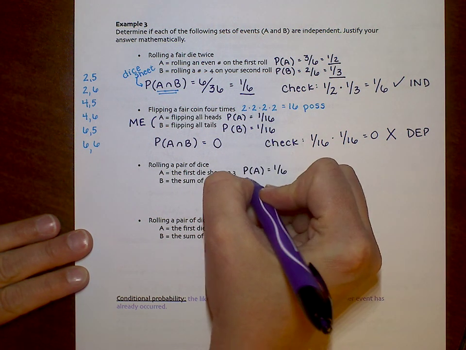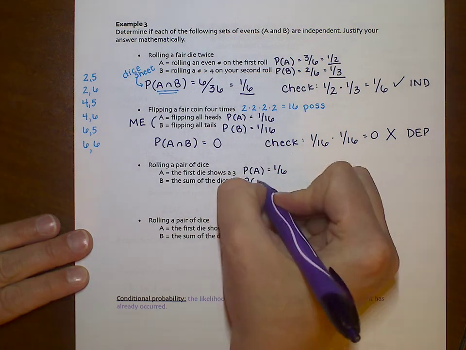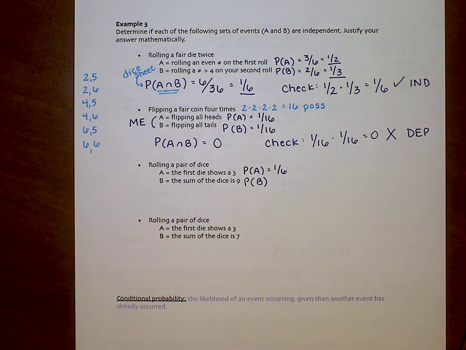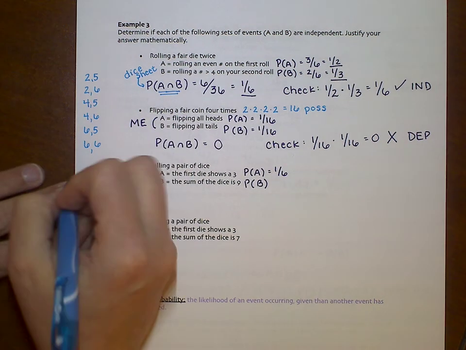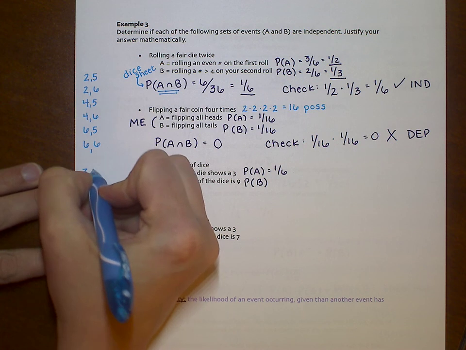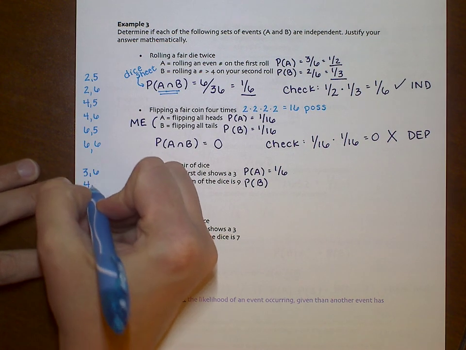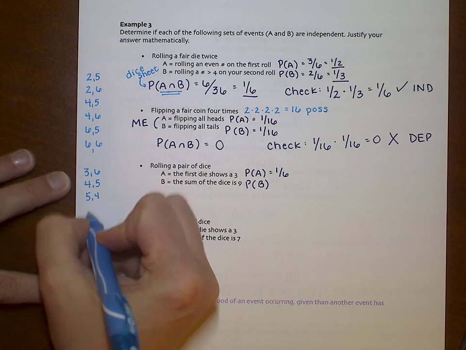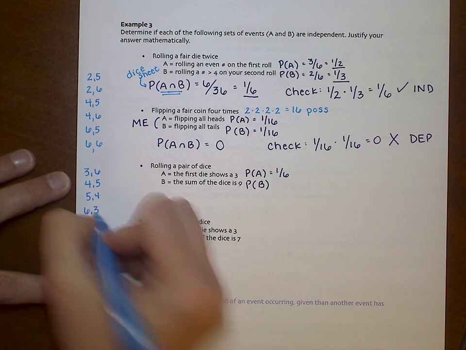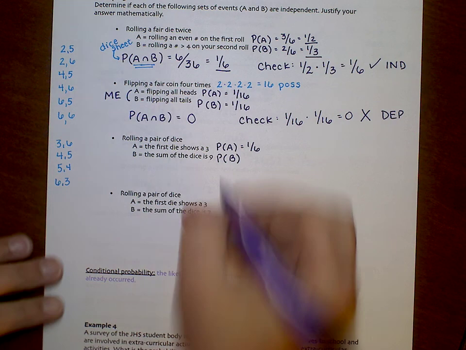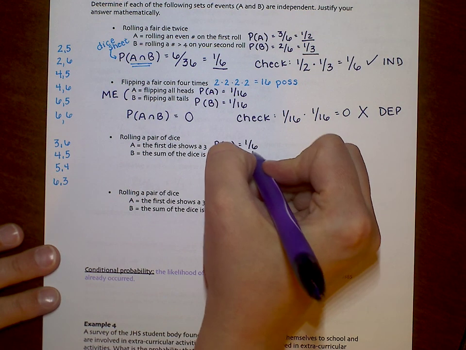The probability that the sum of the dice is 9? Well, then I have to think about my dice sheet. How many different ways can I make 9? Off to the side here, I can't make it with a 1. I can't make it with a 2. I could do it with a 3 and a 6, a 4 and a 5, a 5 and a 4, or a 6 and a 3. So there's 4 ways to get a sum of 9 out of 36 options.